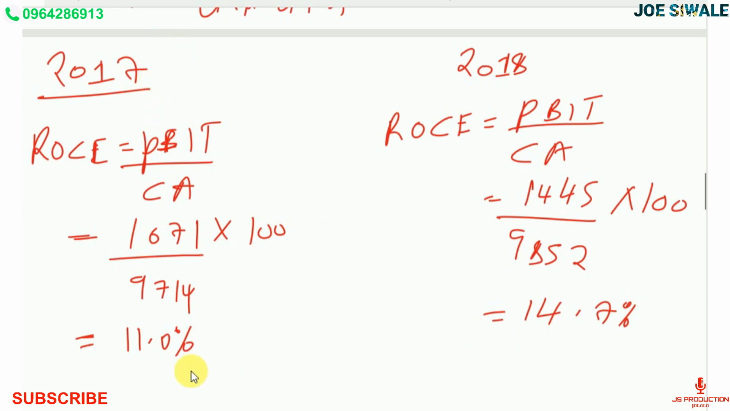So here there was a higher return on capital for 2018 than 2017. So it means in the year 2018 the business was doing better in terms of profit than 2017. Let us look at return on equity.